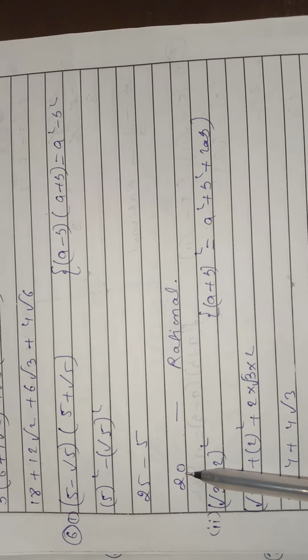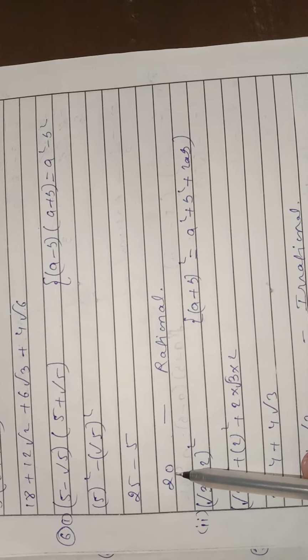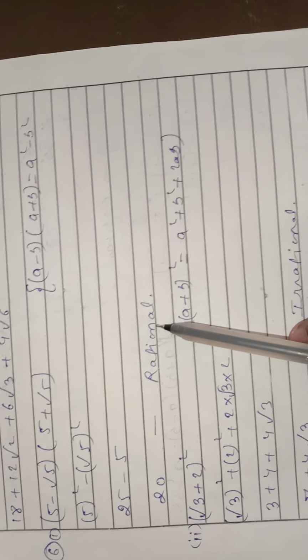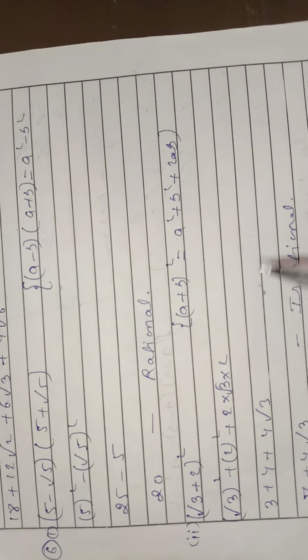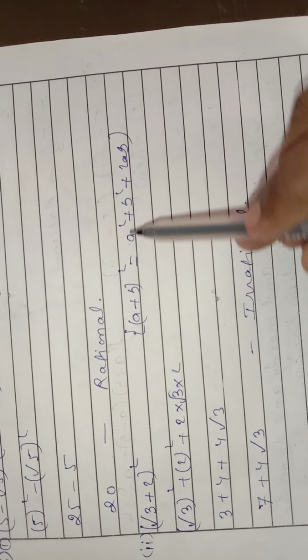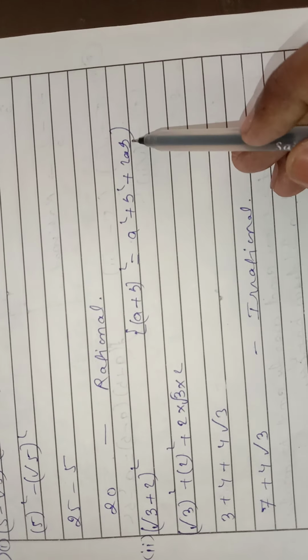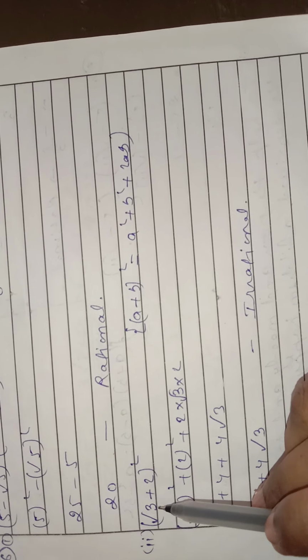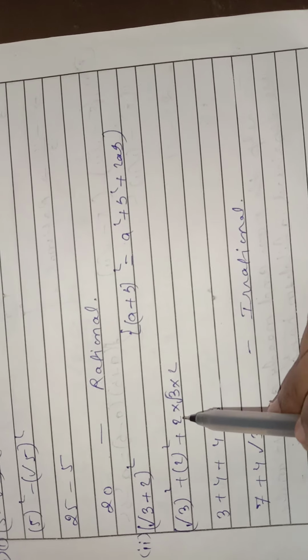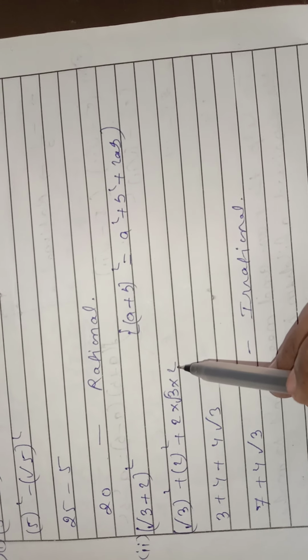If the number is not in root, that means it is rational. Next, (root 3 plus 2) whole square. (a + b) whole square is a square plus b square plus 2ab. That same formula we have to apply here: a square plus b square plus 2ab.